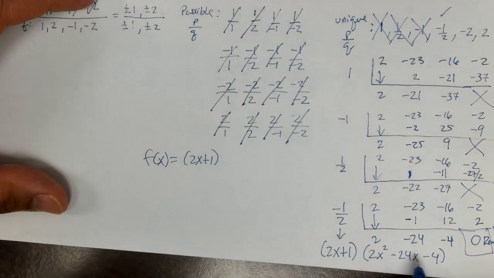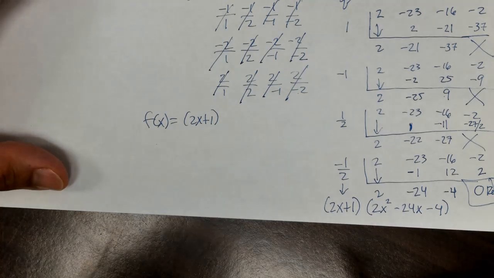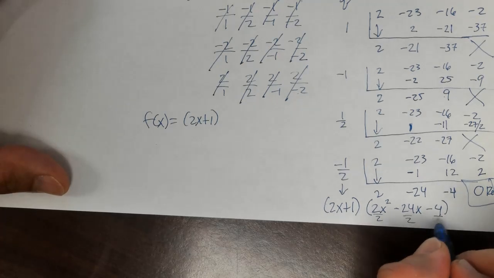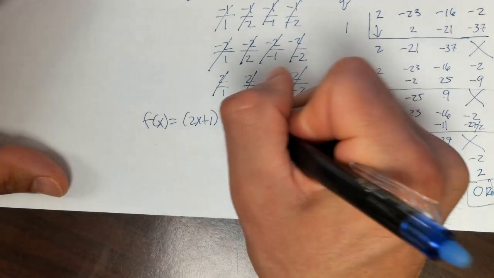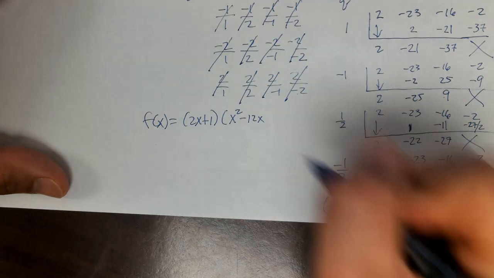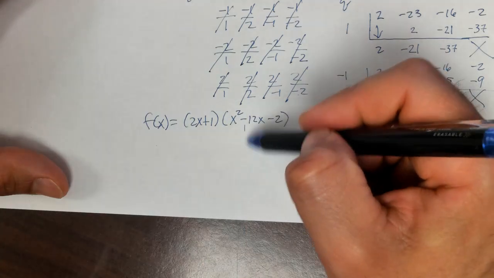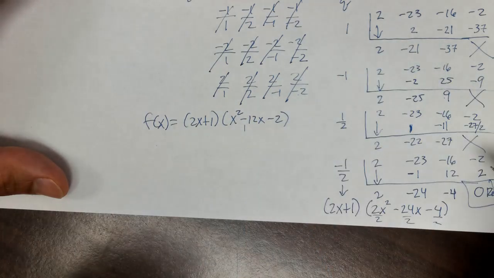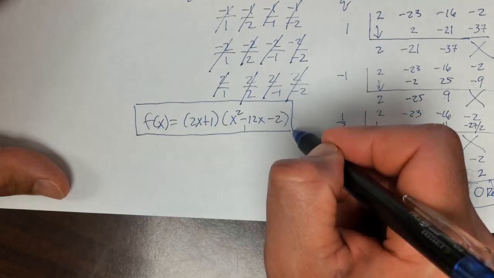My second one, what do I notice about all of these 3 terms? Well, they're all divisible by 2. Right? If I divide everything by 2, I'm left with x squared minus 12x minus 2. Is this factorable? Can you create 3 columns where they cross multiply to give you a negative 12? And the answer is no. So this is my simplified cubic in factored form.